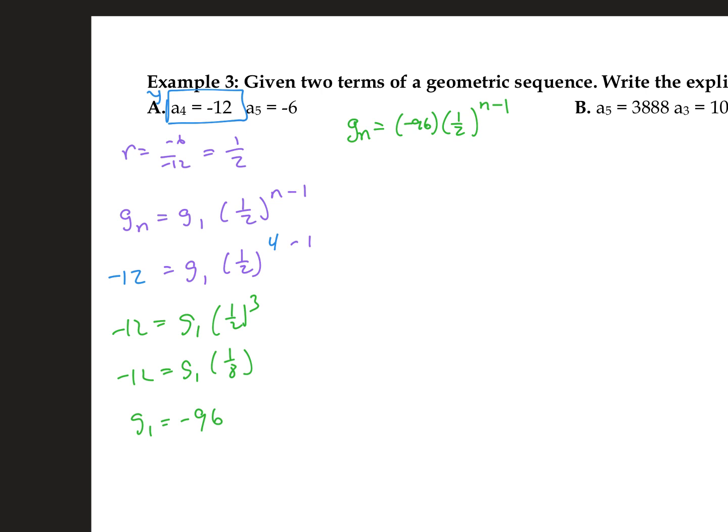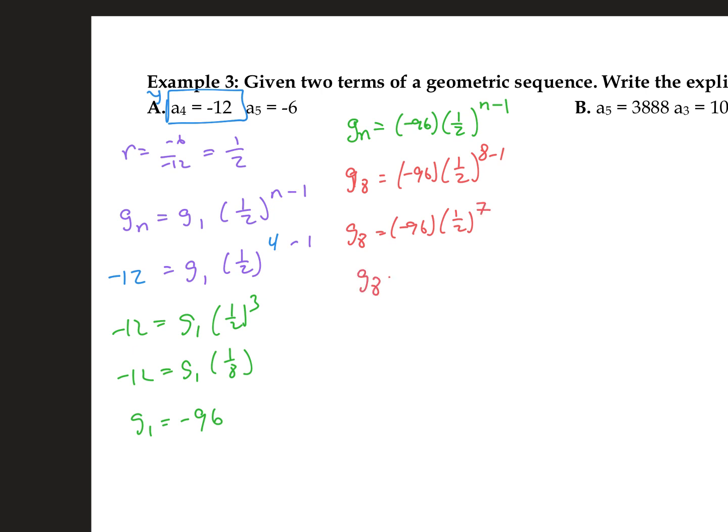And if I want to find my 8th term, so just some notation, g sub 8 means I'm finding my 8th term. And I can plug it in. So negative 96 times 1/2 to the 8 minus 1 power. So negative 96 times 1/2 to the 7th.